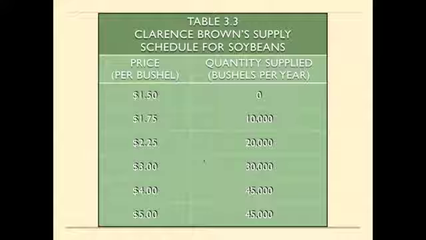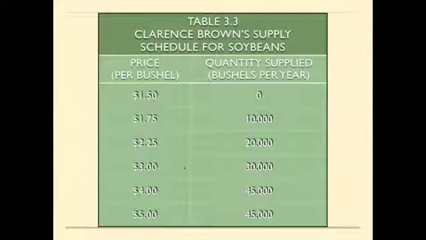So here is an example of a supply schedule. This is for Clarence Brown, and this person is a soybean farmer. It lists out the price per bushel of soybeans and how much Clarence Brown would be willing to supply at those different prices. So at $1.50, Clarence doesn't want to supply anything. At $1.75 per bushel for soybeans, he's willing to supply 10,000 bushels of soybeans. At $2.25 per bushel, he's willing to supply 20,000 bushels per year. And we also have the same information for a price of 3, 4, and 5.